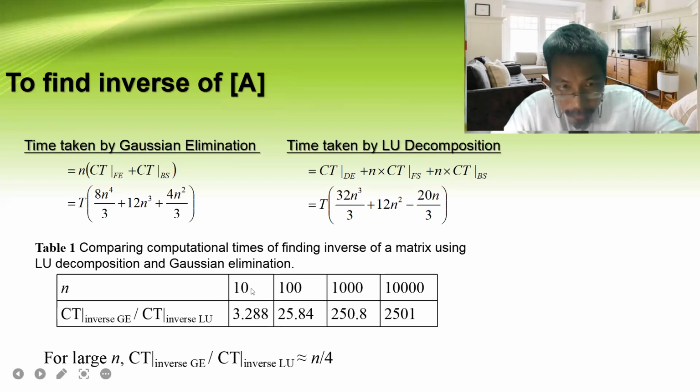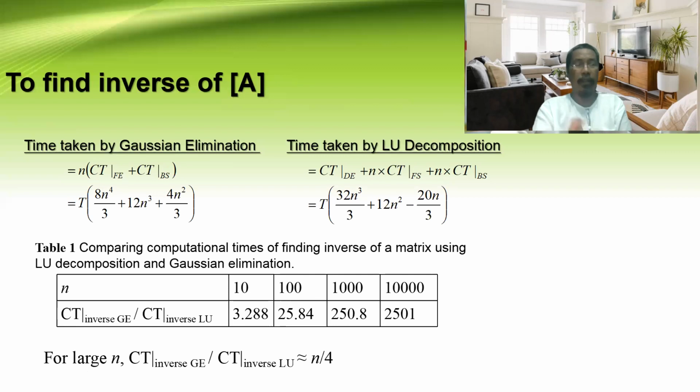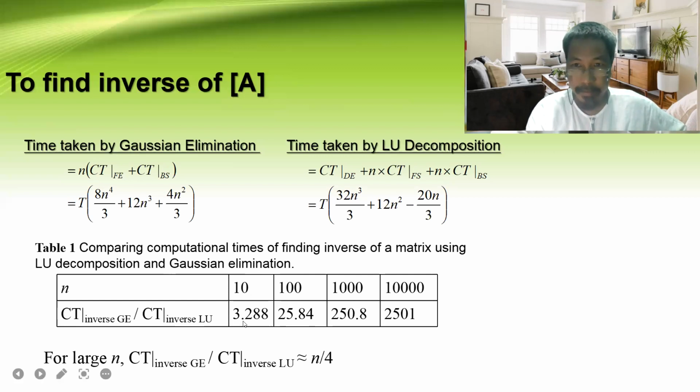So if n is 4 or more, the LU decomposition is better. What about if n is 10? Already about 3 times better. So n equal to 4, they are about equal to each other. But if n is equal to 10, what about n equal to 100? 25 times better. N equal to 1,000, 250 times better. N equal to 10,000, 2,500 times better.